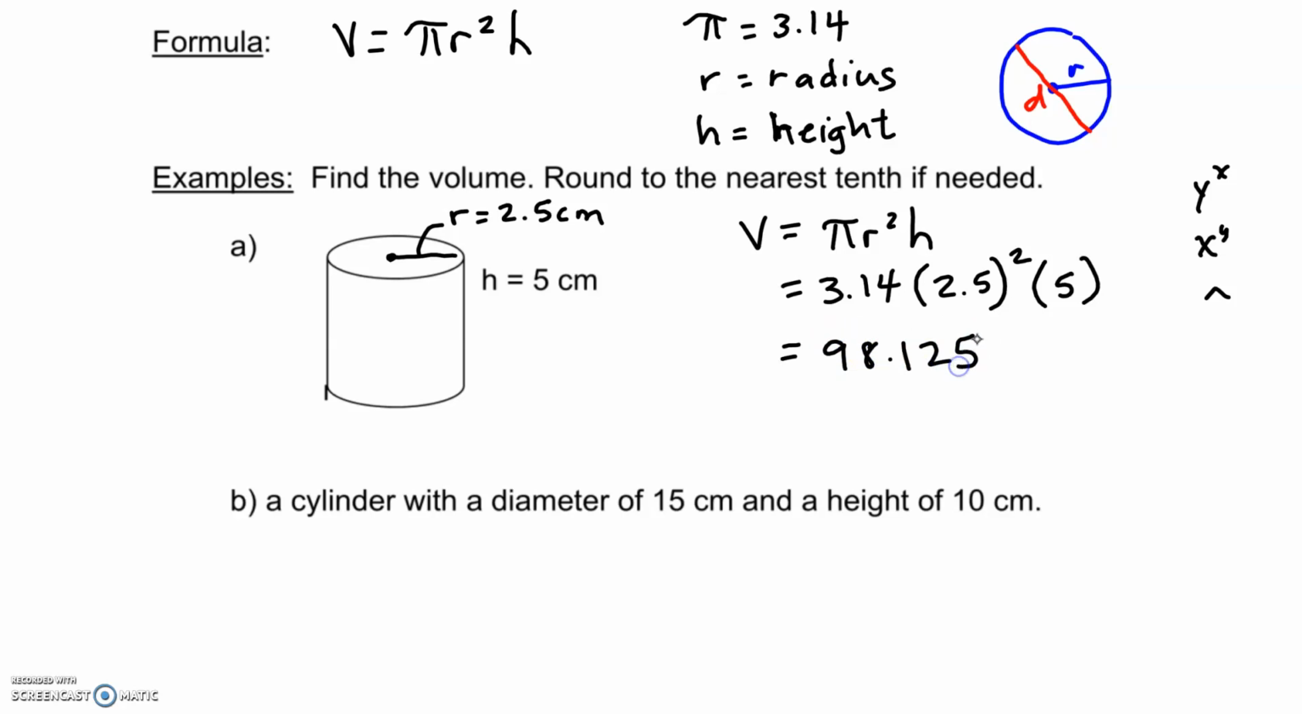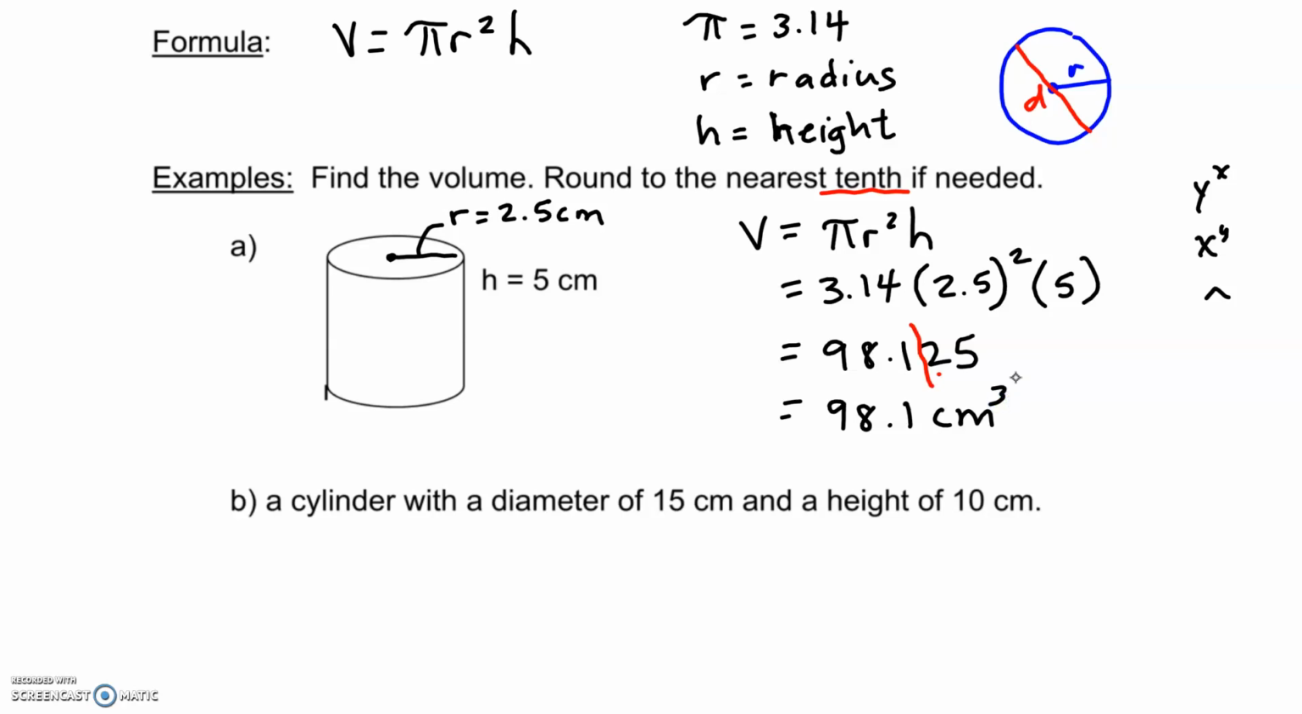98.125 as your answer. Now that's not our final answer because we were asked to round to the nearest tenth. So we know the tenth is one number after the decimal. So there's where my line goes, and 2 is going to tell me what to do. 2 says to stay the same, so my answer stays 98.1, and it's centimeters cubed for the units.